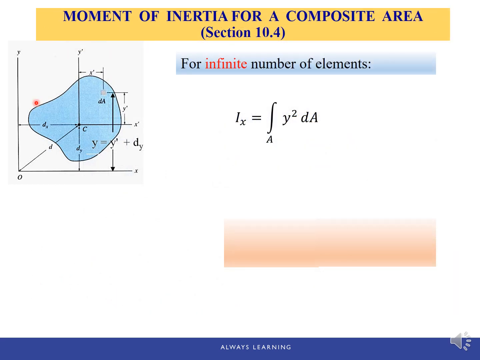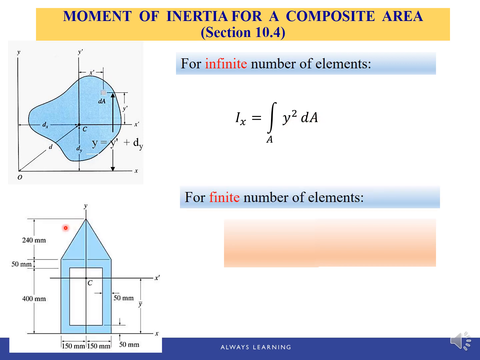Simply speaking, if we have an infinite number of differential elements, to get the sum, we have to perform integration across the entire area A, and based on this, the definition of I x will be y prime squared times dA. But if we have a finite number of elements, we do not need to apply the integration anymore. We just need to get the algebraic sum of y squared times A, and then apply the parallel axis theorem.